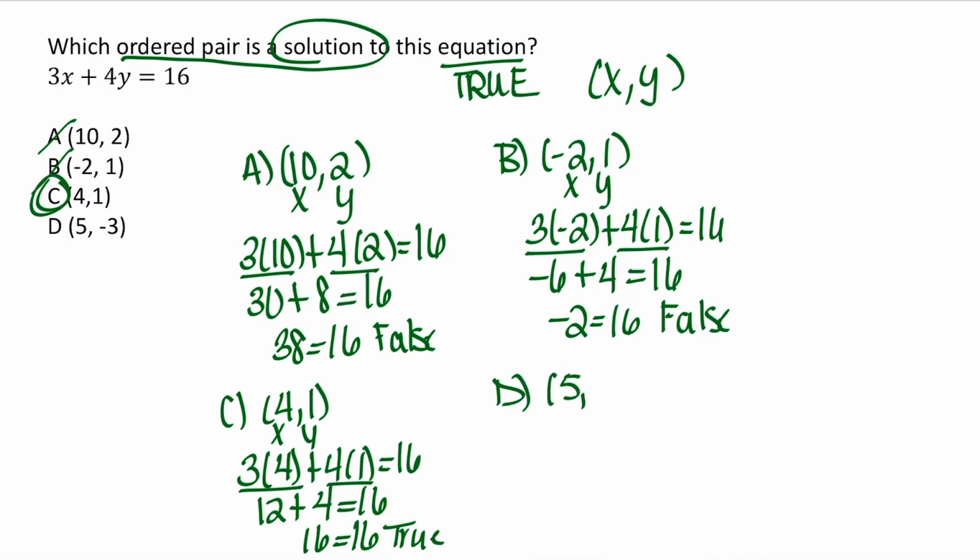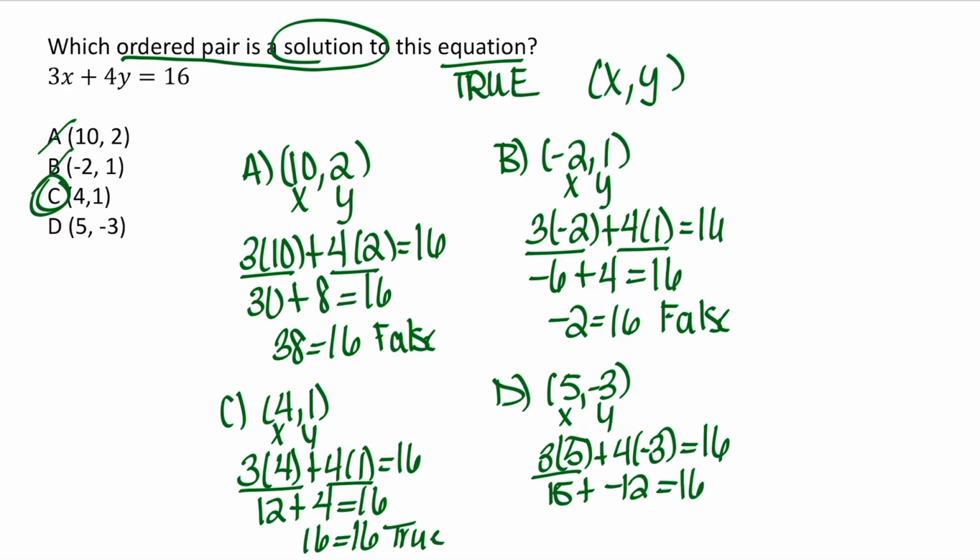If we have 5, negative 3, that is an x and y value. So when we plug in, we get 3 times 5 plus 4 times negative 3 equals 16. 3 times 5 is 15, plus 4 times negative 3 is negative 12. So 15 plus negative 12 is 3, so we have 3 equals 16, which is false, so that means D is not a solution.